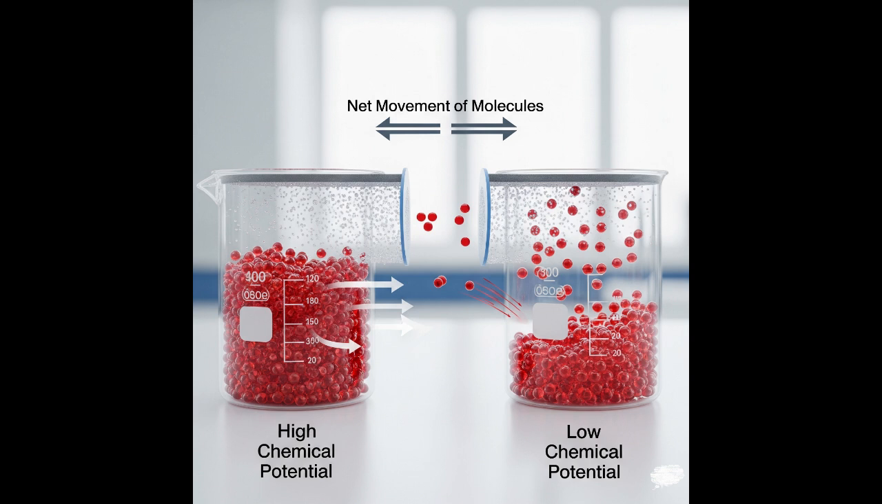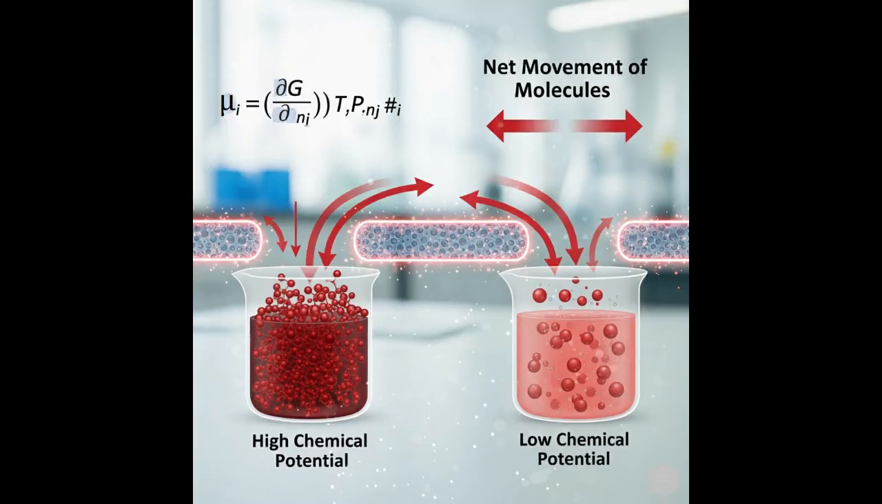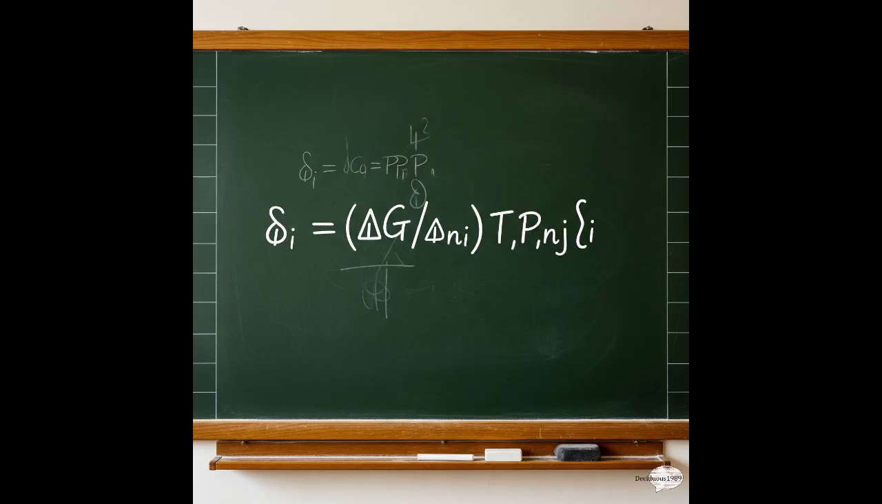For multi-component systems, we introduce the concept of chemical potential, mu. It's defined as the change in Gibbs free energy of a system when 1 mole of a component is added to it, while keeping temperature, pressure, and the amounts of other components constant. This formula defines the chemical potential of a component i in a mixture, which is mu i equal to the partial derivative of G with respect to n sub i at constant T, P, and n sub j, j not equal to i.